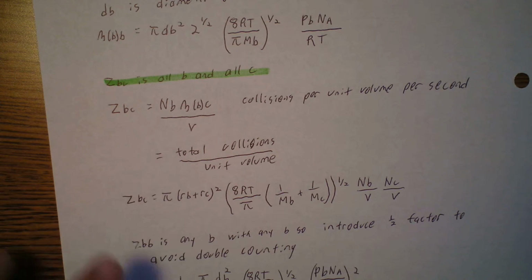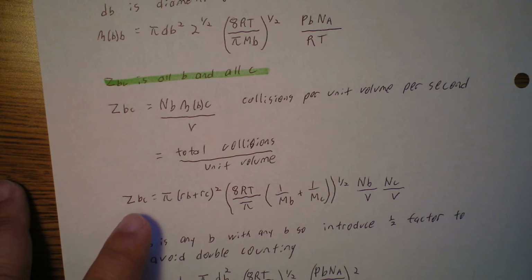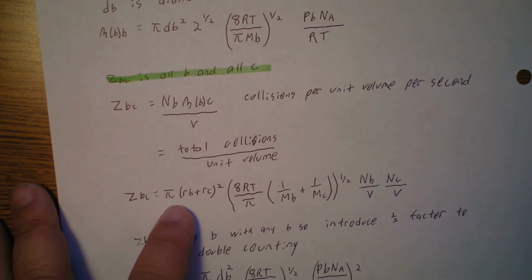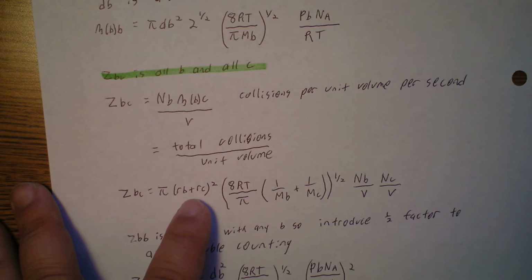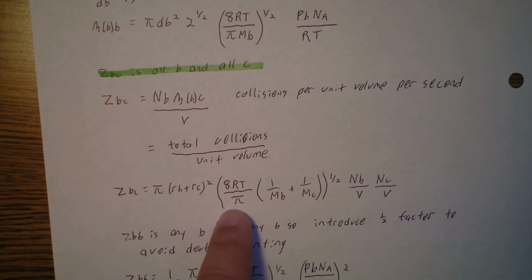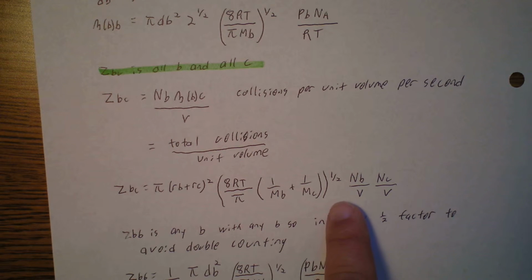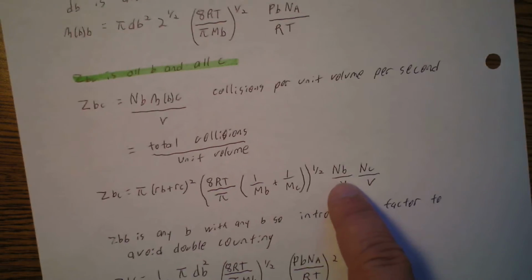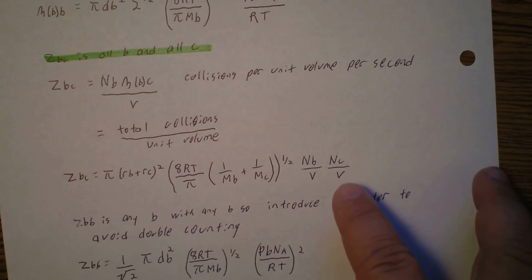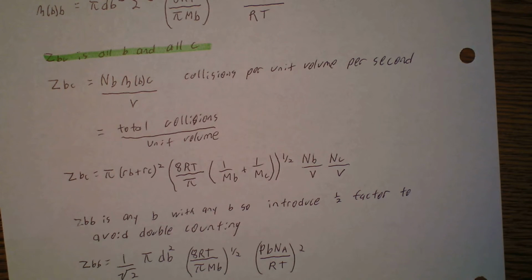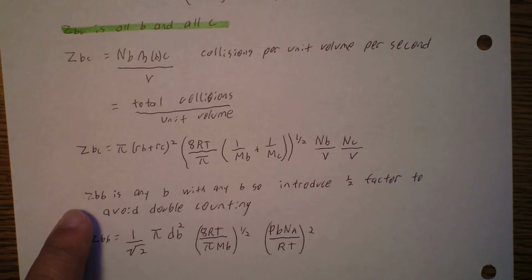Or this, well, it doesn't say per second, but you get the idea. So ZBC is going to be equal to pi times the radius of B plus the radius of C squared, times this whole quantity, 8RT over pi, times 1 over MB plus 1 over MC to the square root, all this square root, times the number of molecules of B divided by volume times the number of molecules of C divided by volume.